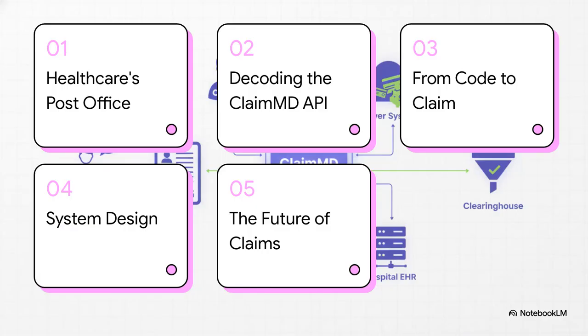So, how do we fix this billion-dollar typo problem? Well, that's what we're going to break down. We're going to start with what I call healthcare's digital post office. Then we'll decode the ClaimMD API. We'll walk through how to send a claim, design a system that can actually run in production, and then we'll take a quick peek at the future.